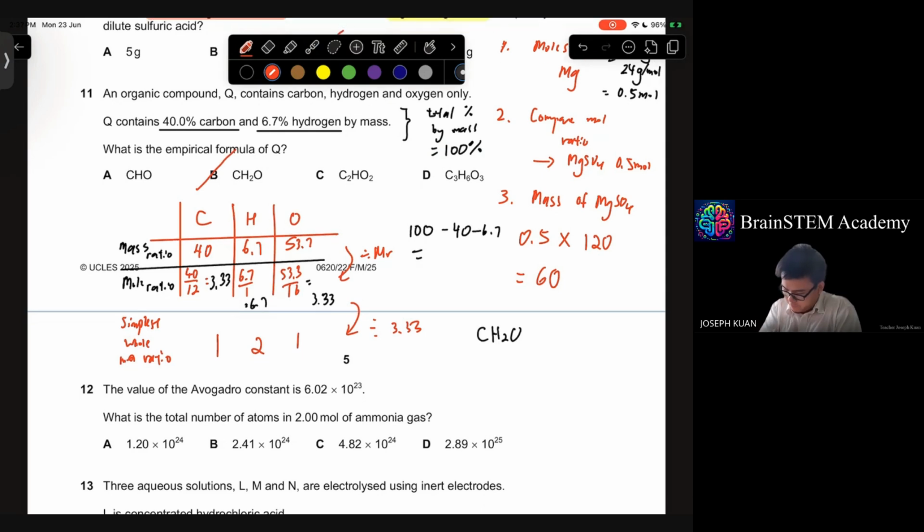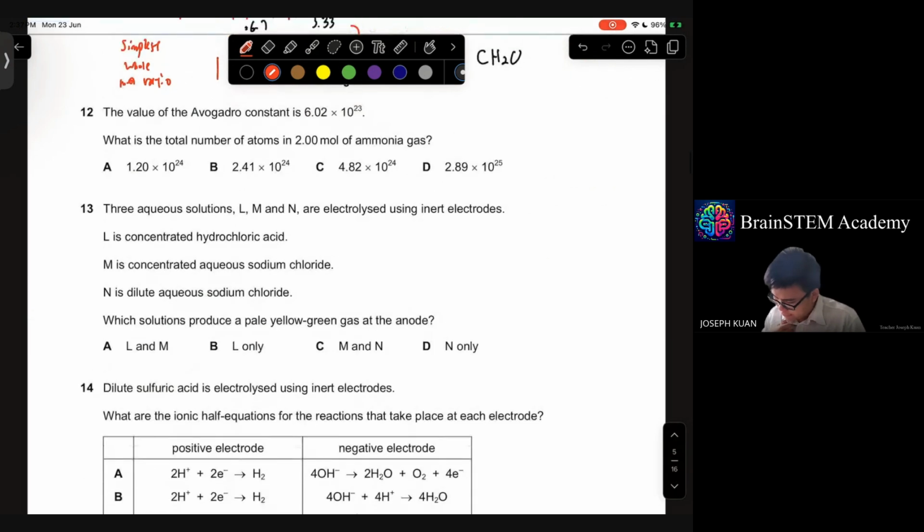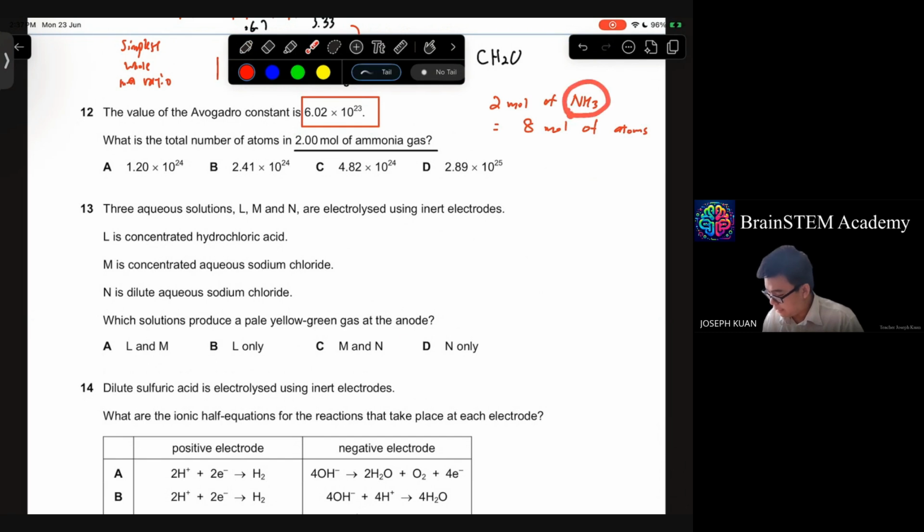Now, question 12. The value of the Avogadro's constant is 6.02 times 10 to the power 23. What is the total number of atoms in 12 moles of ammonia gas? Now, 12 moles of ammonia gas actually contains 48 moles of atoms because each molecule of ammonia has 4 atoms. That means 2 mole of ammonia should have 8 mole of atoms.